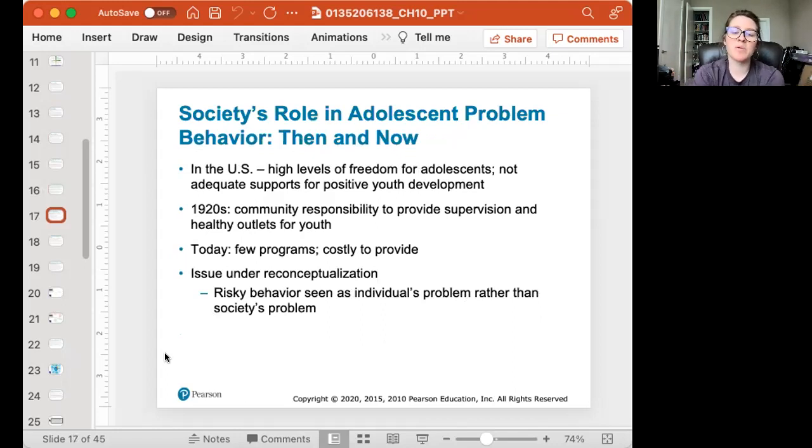Society's role in adolescent problem behavior then and now. In the US, there are high levels of freedom for adolescents, and there's not adequate support for positive youth development. In the 1920s, the community responsibility to provide supervision and healthy outlets for youth existed. And today there are a few programs, and it's costly to provide them by comparison. The issue is under reconceptualization. Risky behavior is seen as an individual's problem rather than society's problem. He needs help, she needs help. Instead of we should help him, we should help her, right?